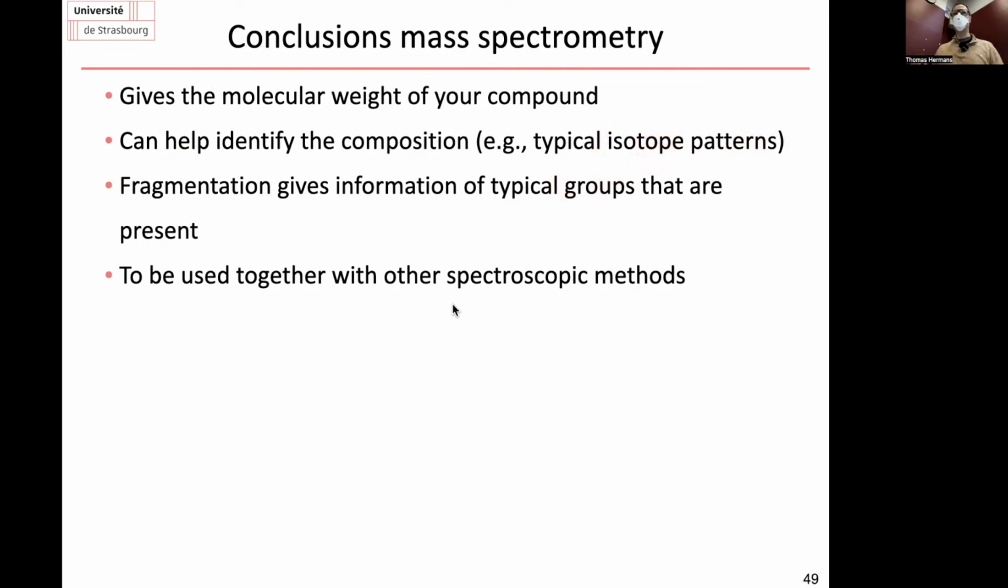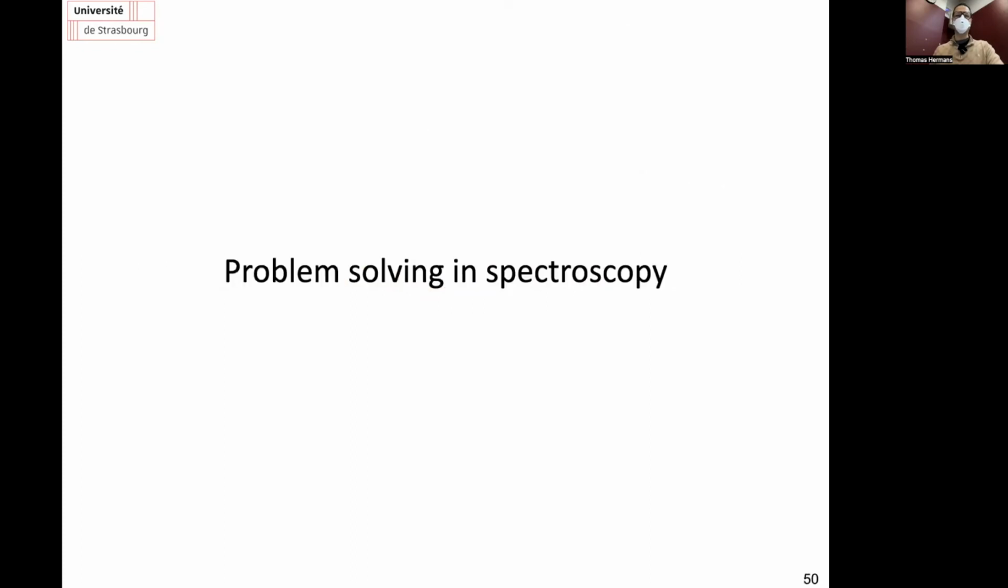Do I have a bromine? Do I have a chlorine? Then I will get this typical isotope splitting by 2 molecular weight units. You can look at fragmentation to find typical groups, oxoniums or other types of groups. And definitely you want to use MS together with other spectroscopic methods, as we said last time.